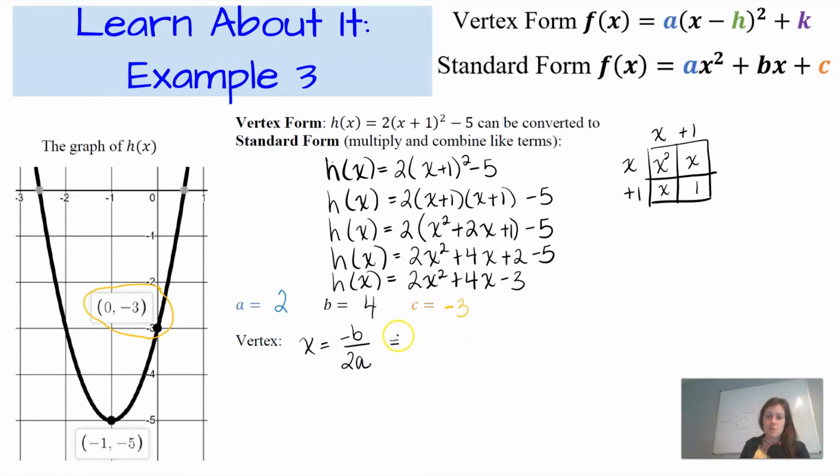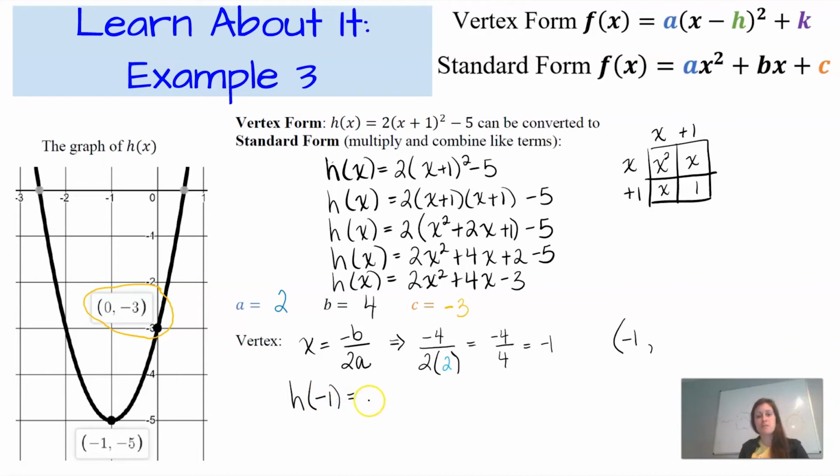So in this particular example, I will rewrite the opposite of b, which is the opposite of 4, divided by 2 times a, and my a value was 2. So this becomes negative 4 divided by 4, which is negative 1. So the x-coordinate of my vertex is negative 1. The other thing that I need to do to find my vertex is to find the y-coordinate. To do that, I'm just going to evaluate the function h of x in standard form, because remember, all of this work we're doing is when we have an equation written in standard form. So I'm going to evaluate h of negative 1.